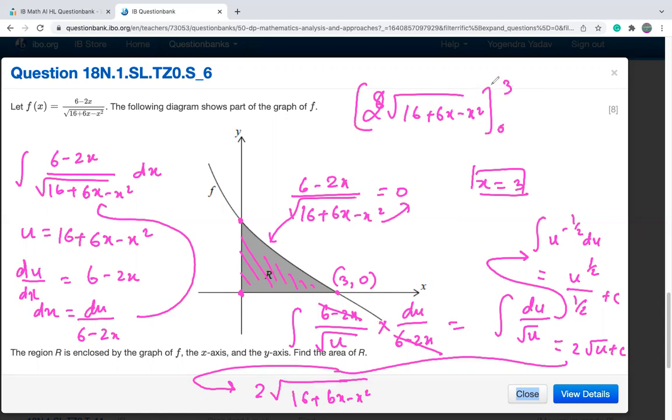If I take 2 root of 16 plus 6x minus x squared at 0 and 3, I get the exact area. So if you plug x as 3 here, you'll get 2 times root of 16 plus 18 minus 9. 18 minus 9 is 9, 9 plus 16 is root 25. Also, if I plug x as 0, I get 2 root 16. So this is 2 times 5, which is 10, minus 2 times 4, that's 8. Hence the resulting area is basically 2. So the answer that you get is 2 units squared.